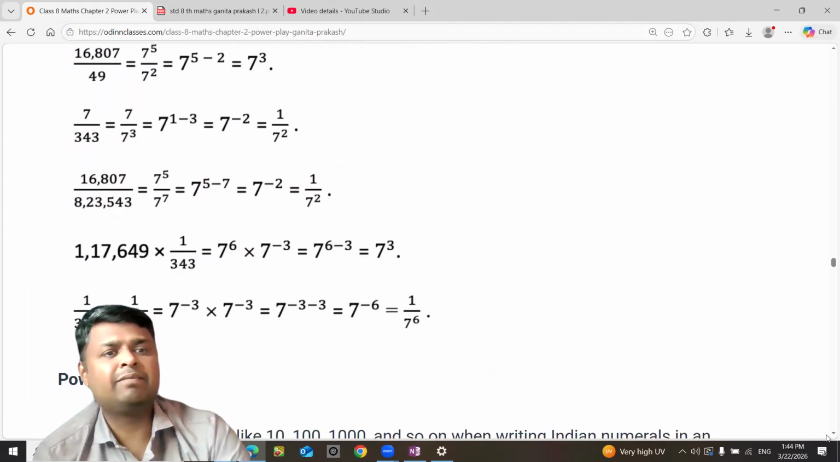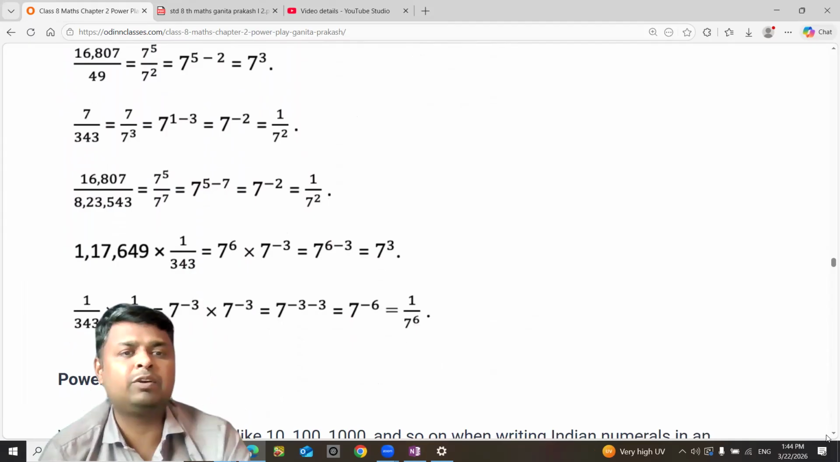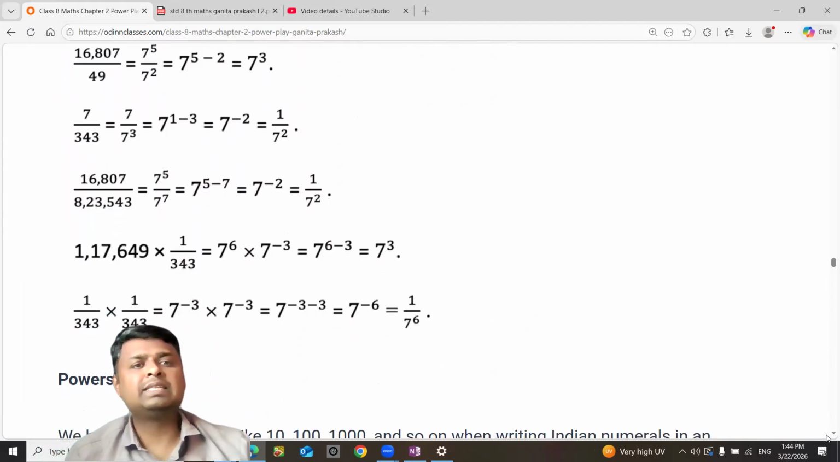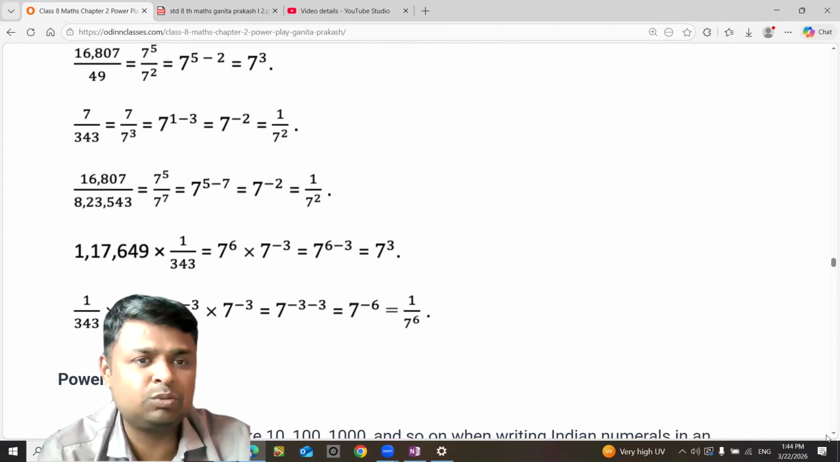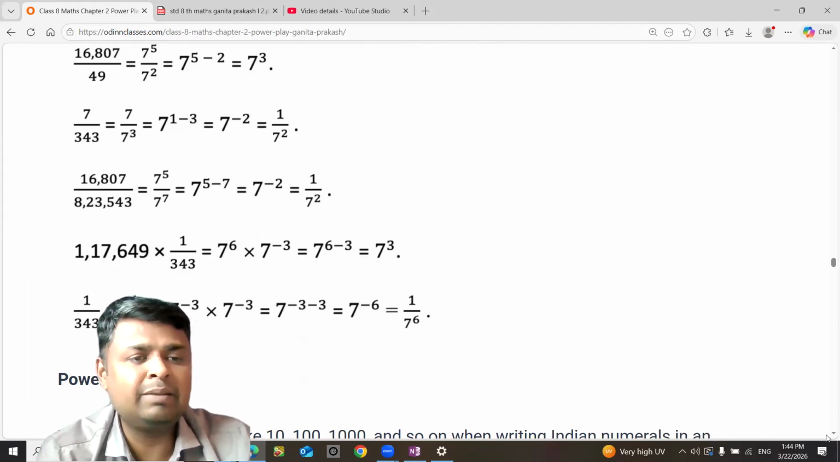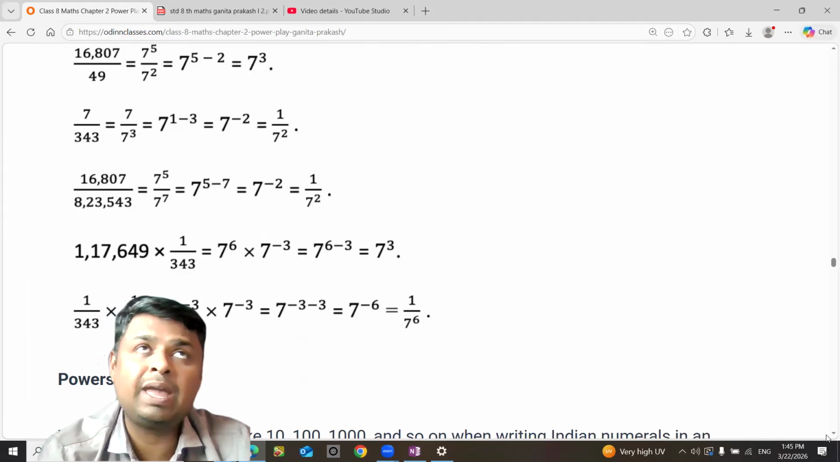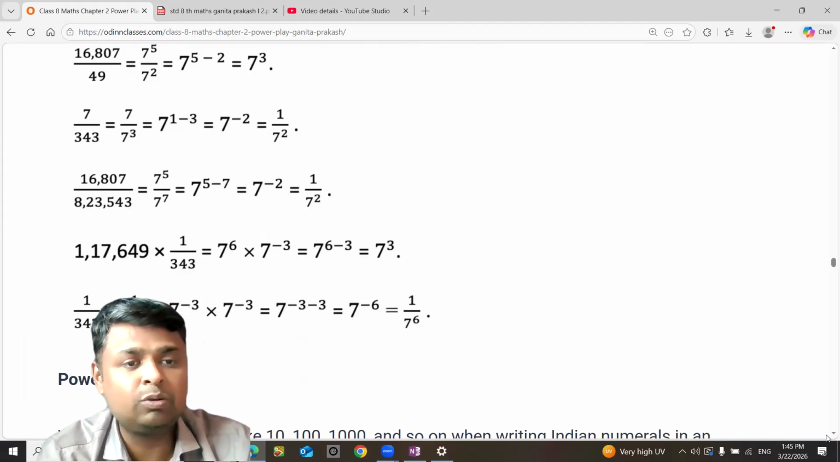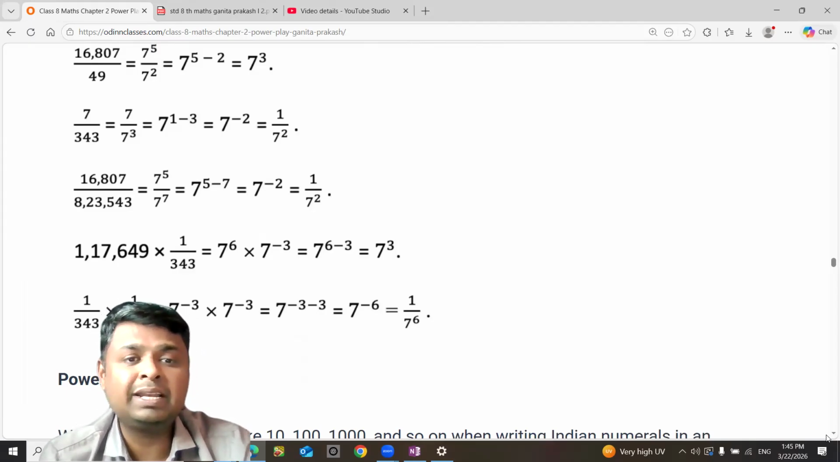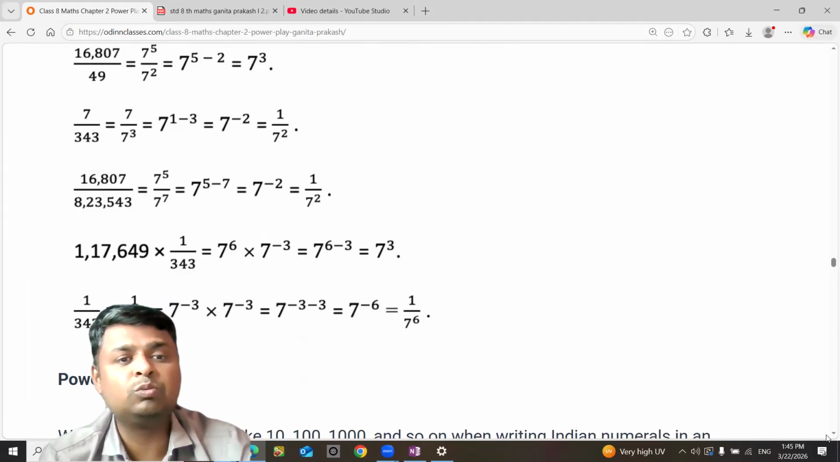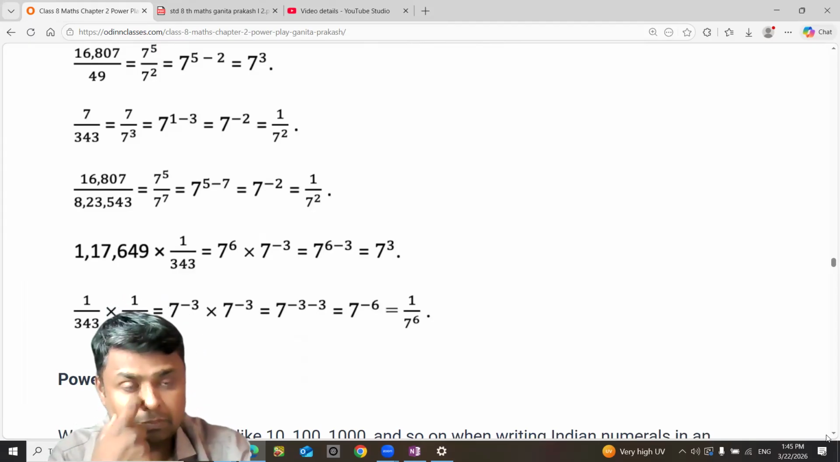Now here we have 16807 divided by 49. You can write it as 7 raised to 5 upon 7 raised to 2. So 5 minus 2, that is 7 raised to 3. Then 7 divided by 343 can be written as 7 divided by 7 raised to 3. That is 1 minus 3, because a raised to m upon a raised to n is equal to a raised to m minus n. We have to subtract. So 1 minus 3 is minus 2. Minus 2 can be written as 1 divided by 7 raised to 2. So negative becomes positive when we take the reciprocal.